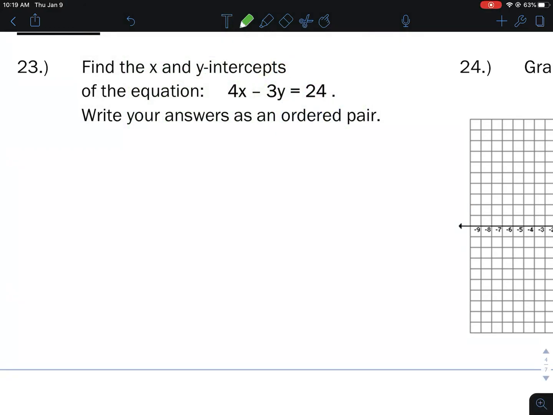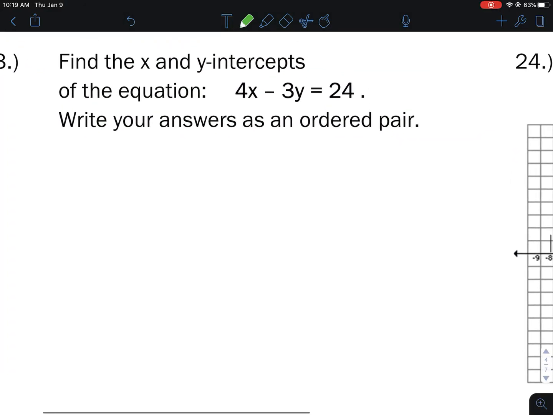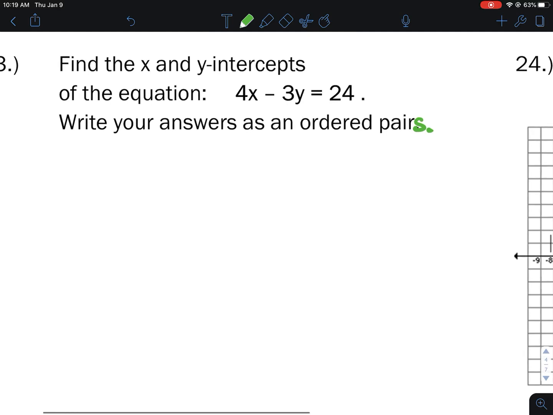Okay, the last video, this is all about Unit 4. Find the x and y intercepts. Write your answers as ordered pairs. So for the x-intercept, you make the y value 0. And for the y-intercept, we're going to make x equal to 0.